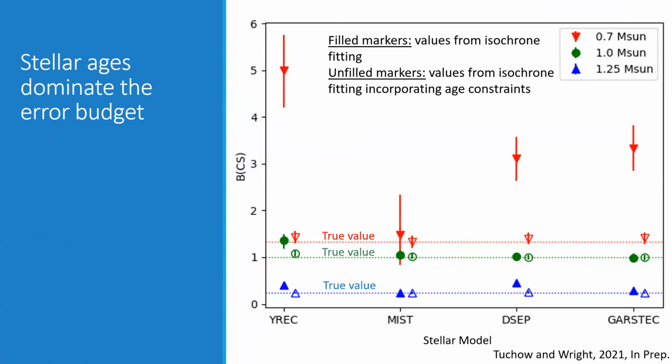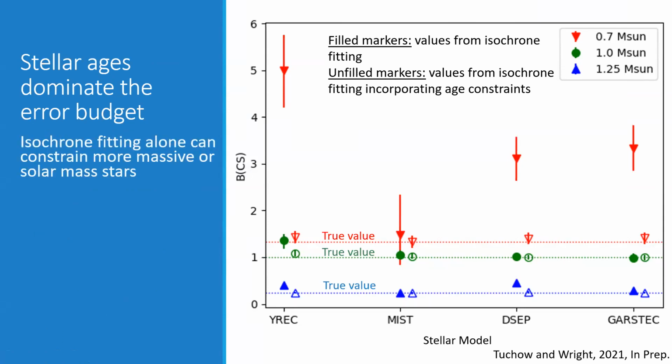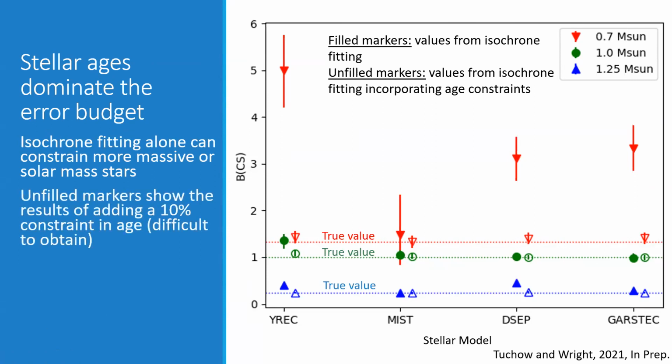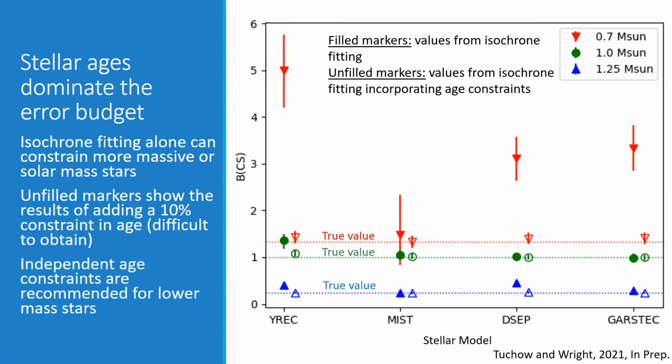So we found that stellar ages dominate the error budget. So isochrone fitting alone can constrain potentially more massive or solar mass stars, and we find that adding a constraint in ages can greatly improve our fit for low mass stars. So these unfilled markers over here represent the results of adding a 10% constraint in age, which is very difficult to obtain. But if you obtain that, one can see that the models agree much better, both between models, and they have smaller systematic uncertainties. So independent age constraints are recommended for low mass stars because one can see that there's much less ambiguity for low mass stars when you have independent age constraints.